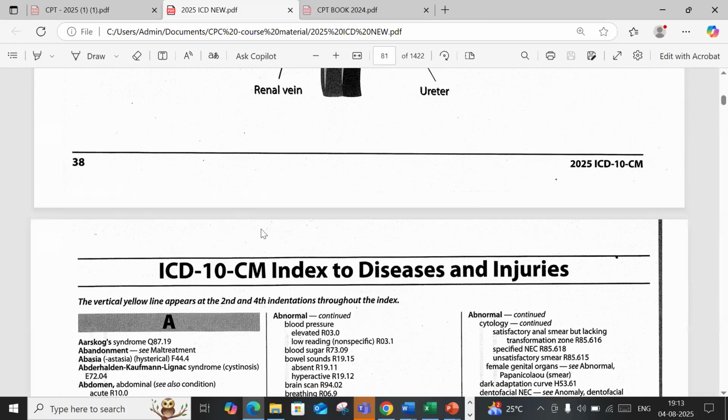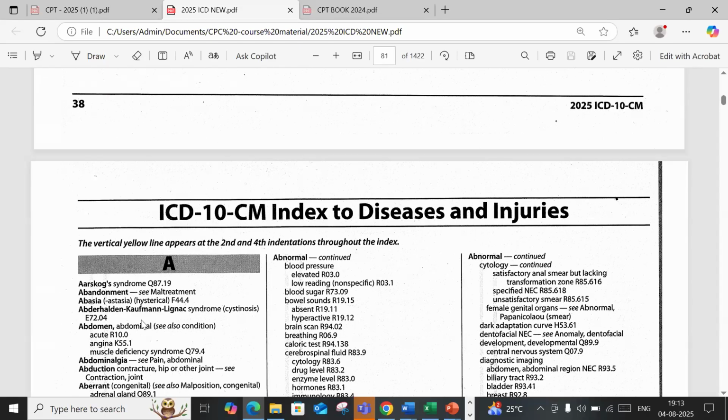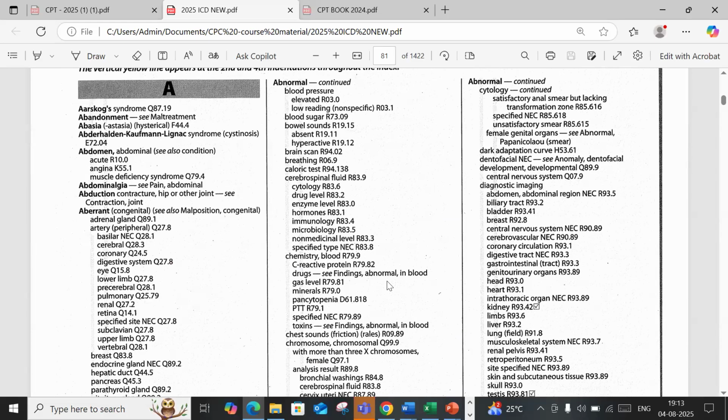Then ICD-10 index to diseases and injuries. Okay, from alphabetical letters A to Z. Whatever the diseases are there with these letters from A to Z, not only diseases, injuries, signs and symptoms, these codes we can get from this index from letter A to Z. So like this, 72,000 codes are there as of now. Okay, that number will increase or decrease.